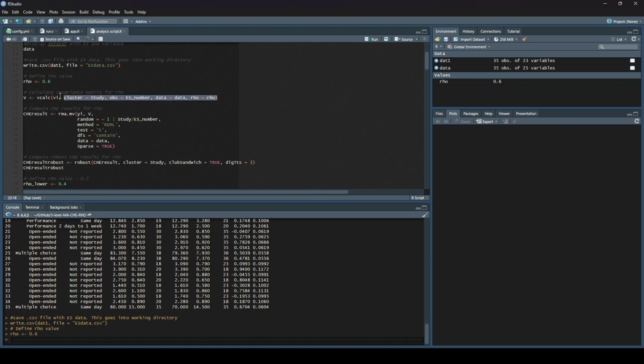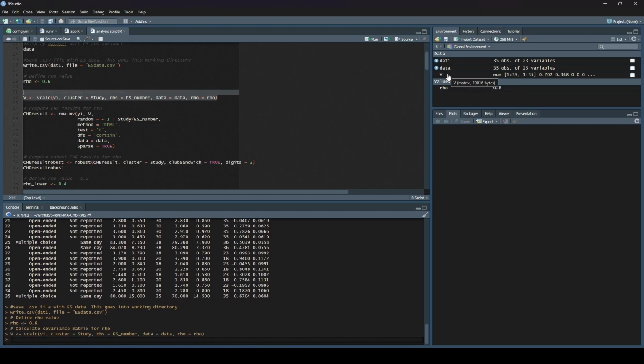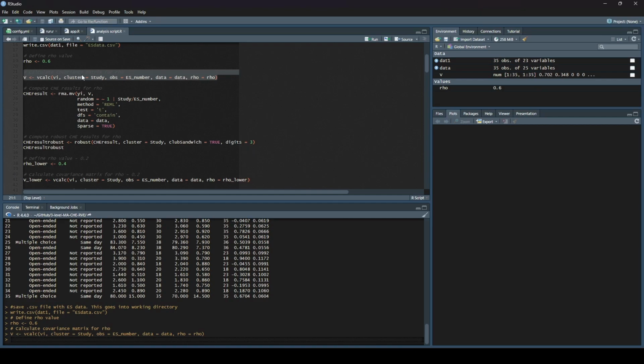So we're going to go ahead and run this step. And what it's going to do is, over here on the right hand side in our environment, you can see we now have this V matrix. It's got a bunch of numbers in it, and we're just going to leave that closed. I don't see any reason to open that. But now that's there, so next we are going to actually run our analysis.